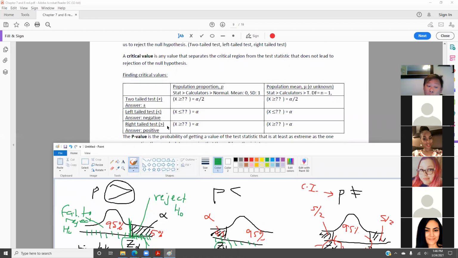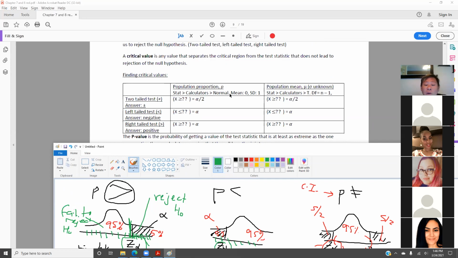But you make sure you know how to find it. So how do you find critical value? I think we did the one with alpha over 2. When you talk about proportion, make sure you use normal calculators. When you use mean, you use the T calculators. Remember that we got 2 calculators in your StatCrunch, okay?